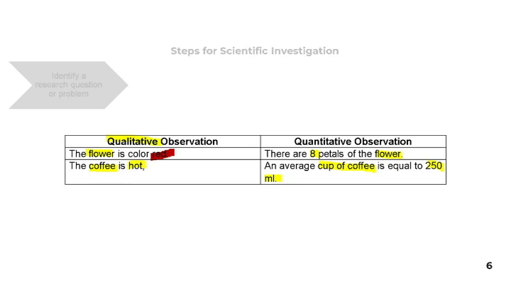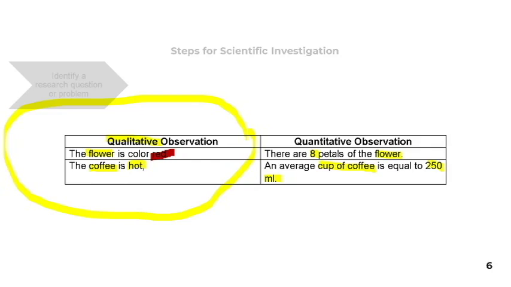From this example, when we say qualitative observation, let's take a look at this one. The flower is color red. What did you use in order for you to observe that the flower is red? You use what kind of senses? You use your sense of sight. So in order for you to have your qualitative observation, you must use your senses. The flower is red because you were able to see that the flower is red.